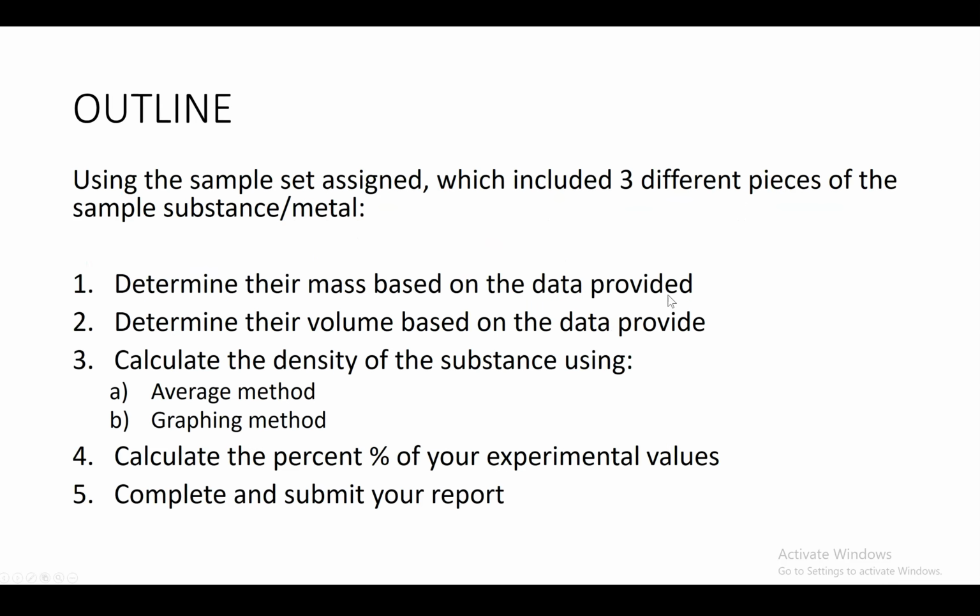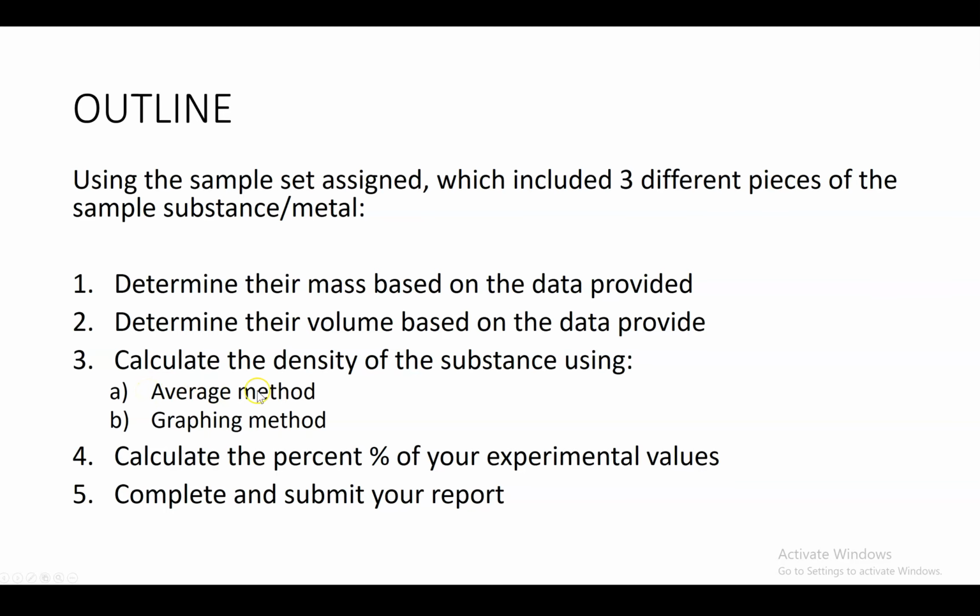And here is the outline of this experiment. So first, using a sample set of data that is assigned to each of the students, in each of this sample set, it includes 3 different pieces of the same substance or a metal. Your goal is to determine the mass of each of the pieces based on the data that they are provided. And we also provide the corresponding volume measurement of the object as well. And when we know the mass and the volume of the substance, you will then be able to determine the density of the substance. And again, we'll be using 2 methods to determine the density.